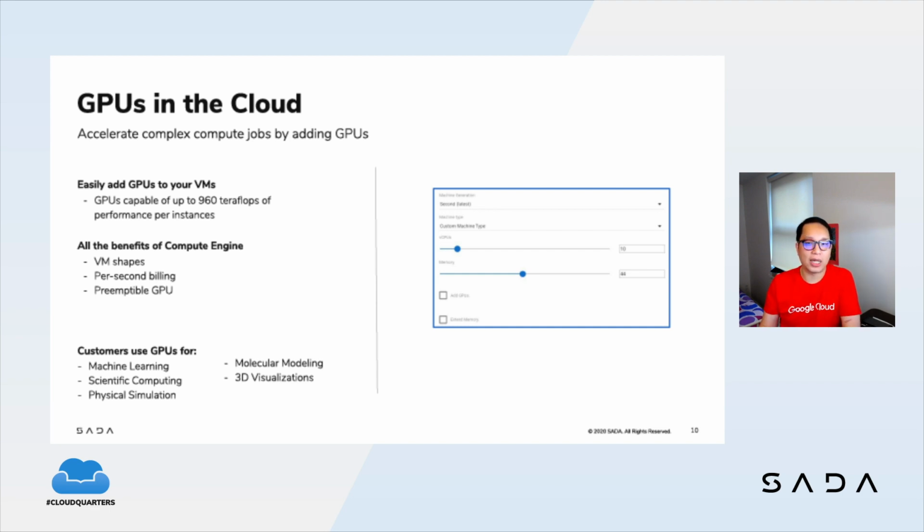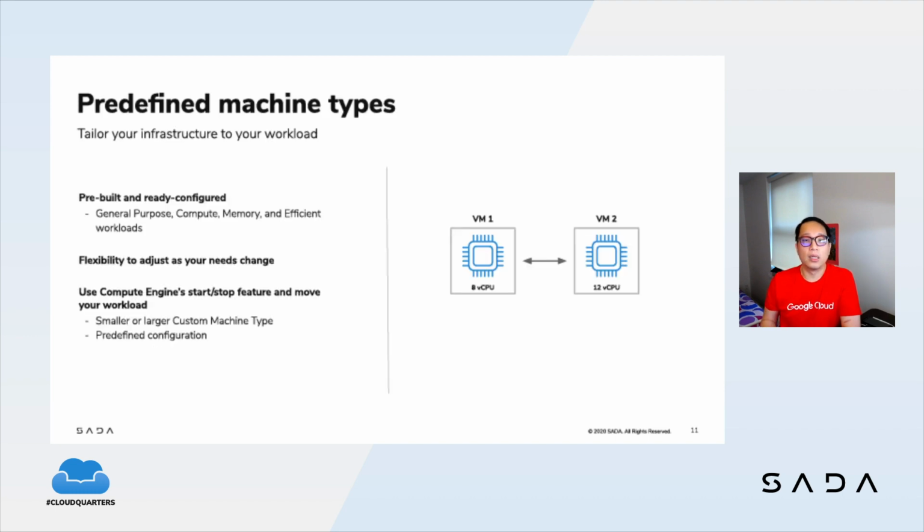3D visualization. All this kind of thing is what we call predefined machine type, right? So this is very good.